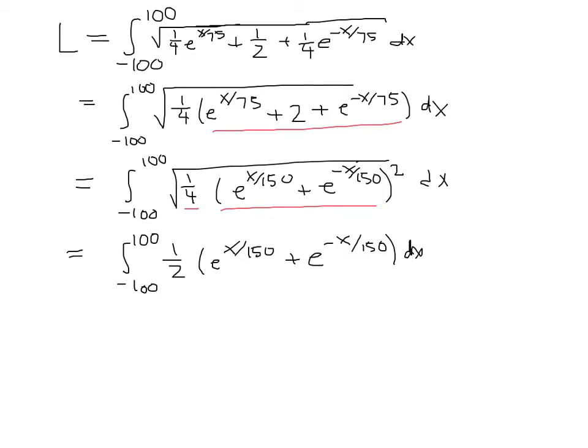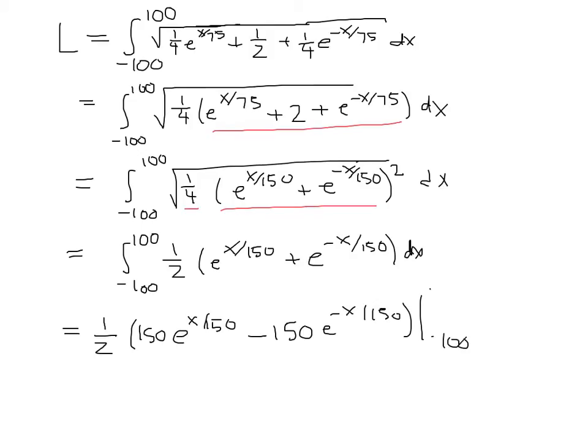And now when you anti-differentiate, we will have 1/2 times e to the x over 150, we'll need a coefficient of 150 there, minus 150 e to the negative x over 150, evaluated from negative 100 to 100. Now 1/2 times that 150 will make 75, so I will have 75 times e to the 100 over 150, which is 2/3, minus e to the negative 2/3, that's plugging in 100, minus 75 times e to the negative 2/3 minus e to the positive 2/3.